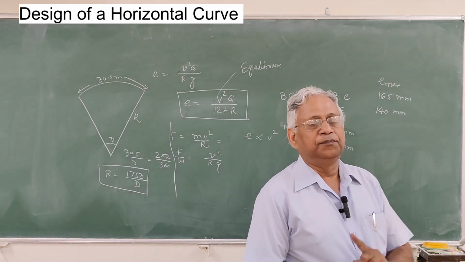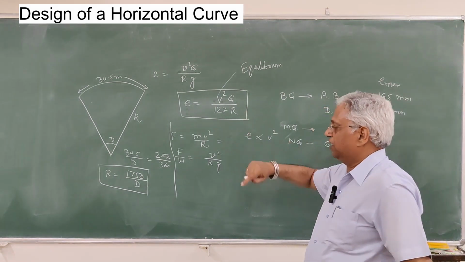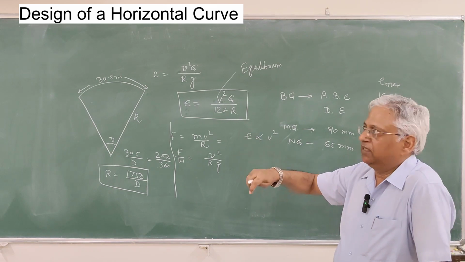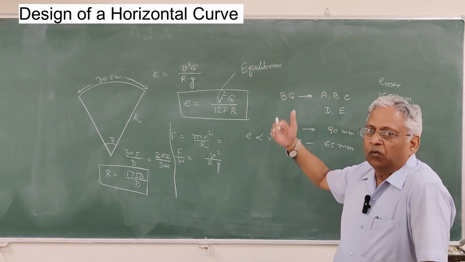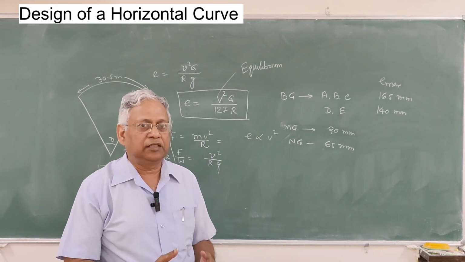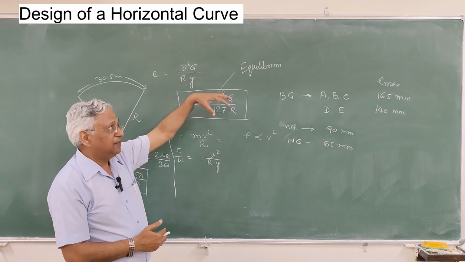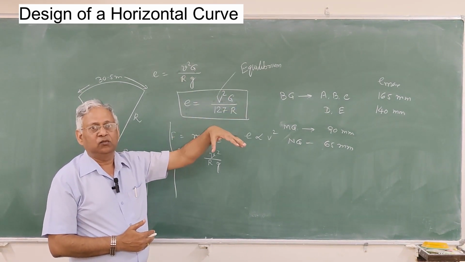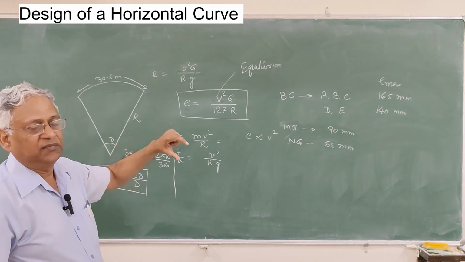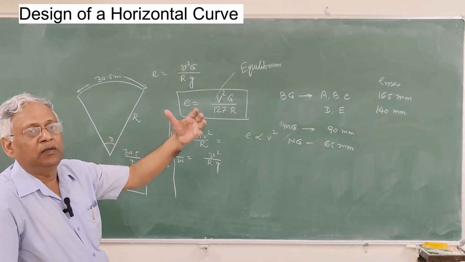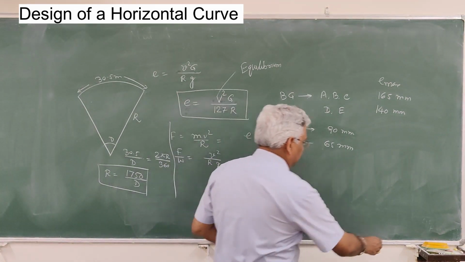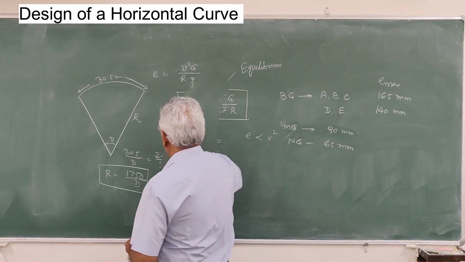Now, as I told you, the actual speed of the train is never equal to the equilibrium speed. It is either higher than equilibrium speed or lower than equilibrium speed. And when the actual speed is more than equilibrium speed, then the Cant provided is less than what is required for that particular speed. Similarly, if the speed is less than equilibrium speed, then Cant will be in excess. And that is how the concept of Cant deficiency and Cant excess comes into the picture.